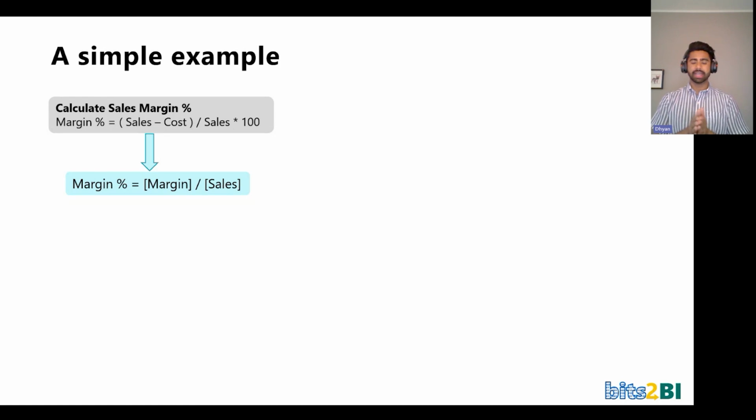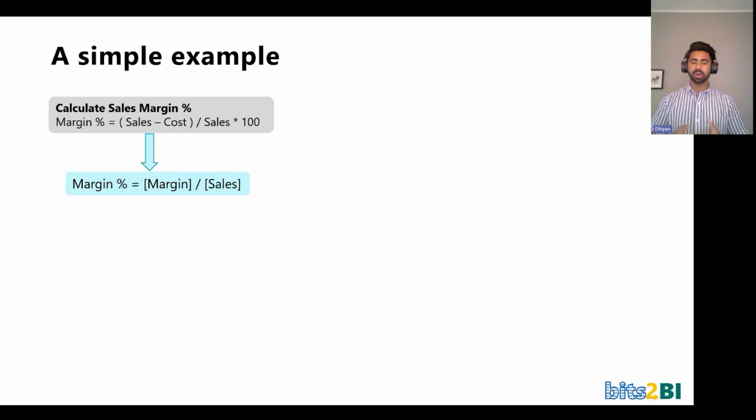So you have one DAX measure that gives you the margin. And then you have another DAX measure that gives you the sales. So in the simplest form, the sales margin calculation can be written as the formula that we see here, the DAX one. Now, this formula works, but it has one problem.